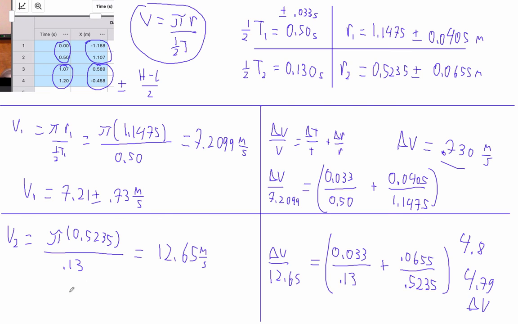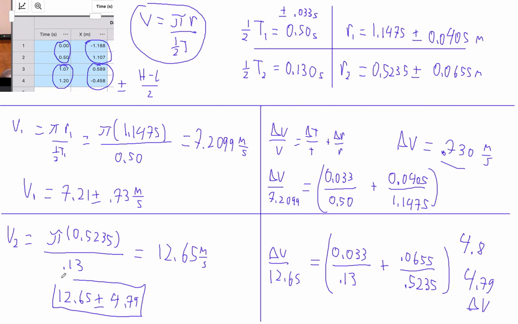So this velocity is 12.65 plus or minus 4.79. Now I know that it's a little bit enthusiastic to have a 3-digit uncertainty. Probably we'd have to say 12.7 plus or minus 4.8. Okay, but there it is, right?